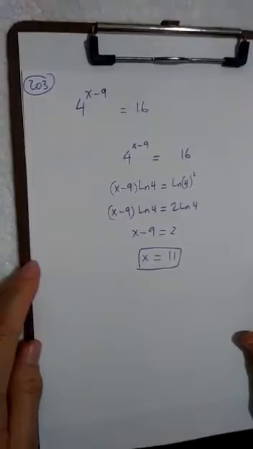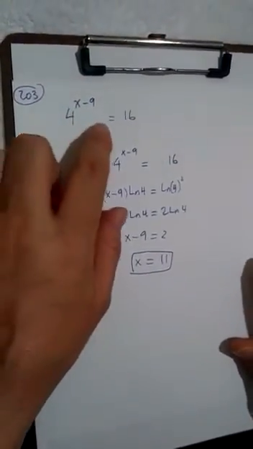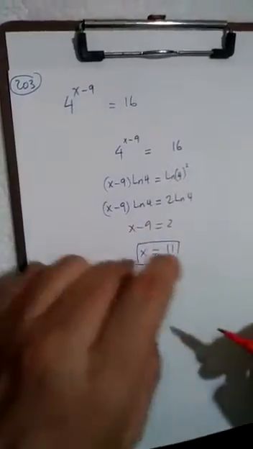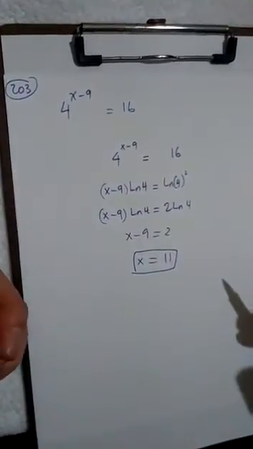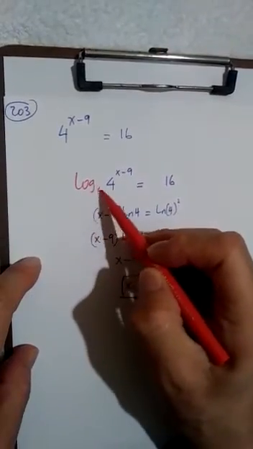Example 3. We're solving 4 to the power x minus 9 equals 16. This is an exponential equation, so we need to take log in base 4 of both sides.